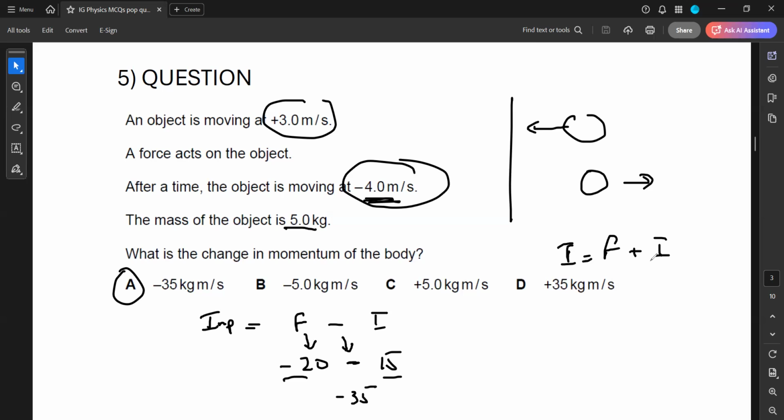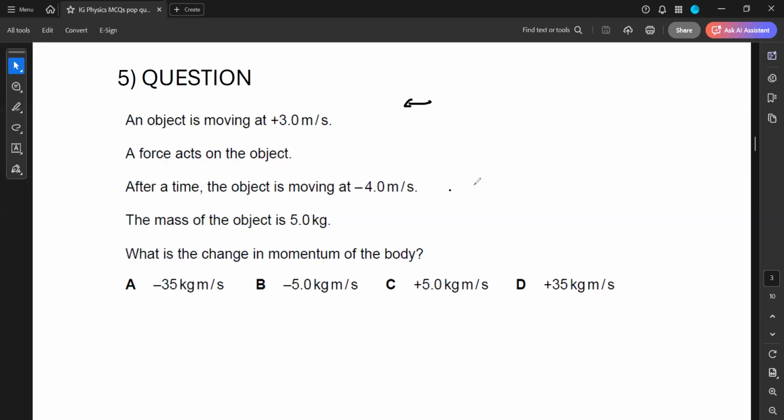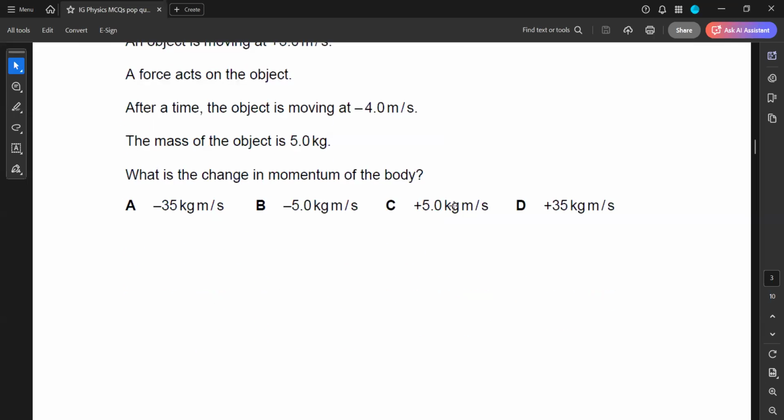Clear, sir. So if the value of the speed with the sign is given, final minus initial. But if the value of the speed is given with a proper direction shown, because we don't know whether plus 3 is the right direction and minus 4 is the left direction, or whether plus 3 is the left direction and minus 4 is the right direction, it is important that according to the question, you use a formula. Is it clear? Yes, sir.